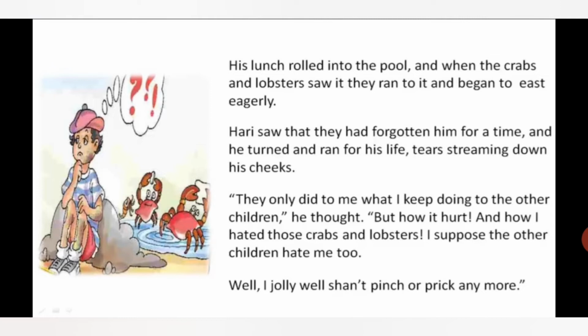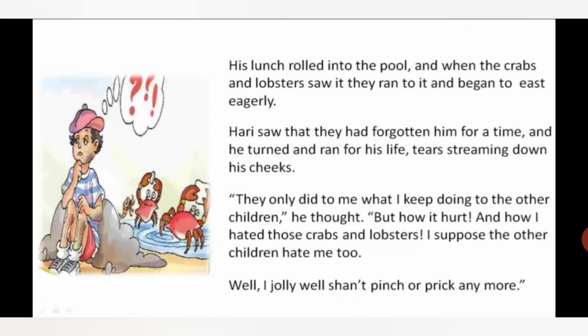Okay, and when Hari saw that they had forgotten him, they were busy eating lunch, so he ran from there, crying, tears streaming down his cheeks, and he just ran for his life. "They only did to me what I keep doing to the other children," he thought. "But how it hurt, and how I hated those crabs and lobsters. I suppose the other children hated me too."